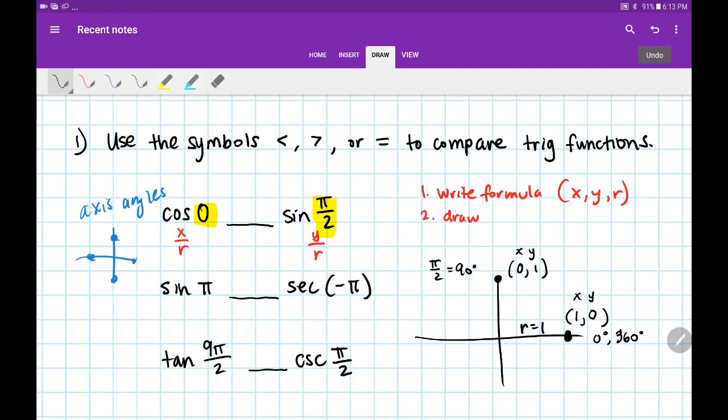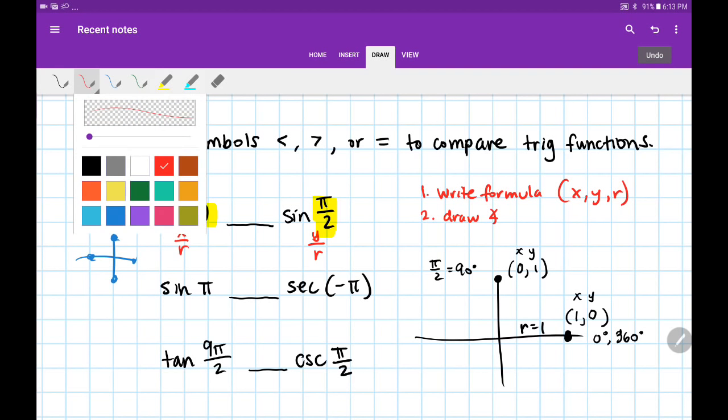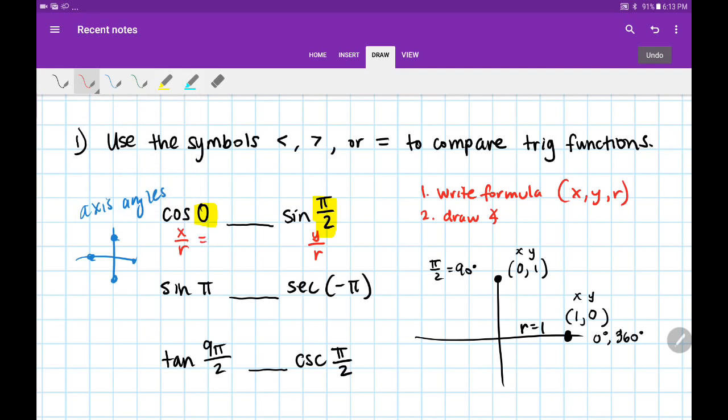So now that we have drawn our angle, our final step is to just plug in. So at 0 degrees, so I'm back here now, that's over here, my x is 1, and my r is 1. 1 over 1 leaves me with 1, so I know cosine of 0 is equal to 1.